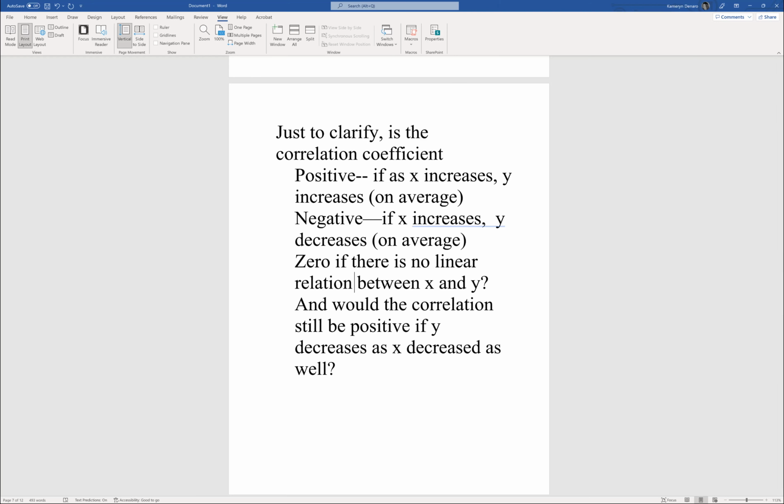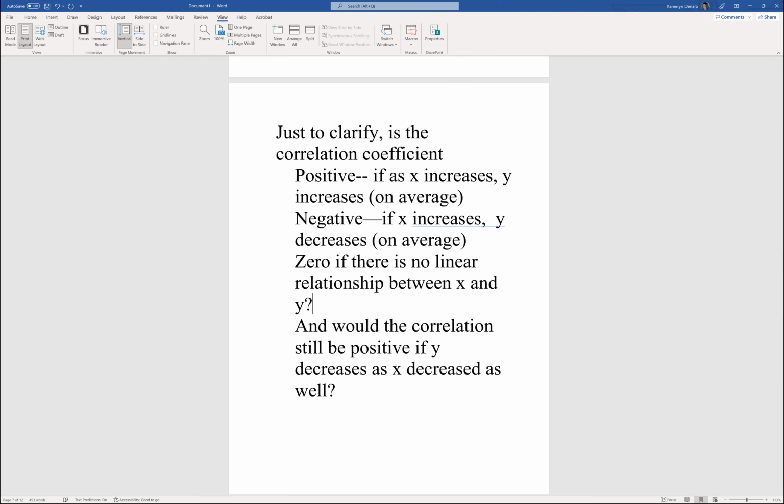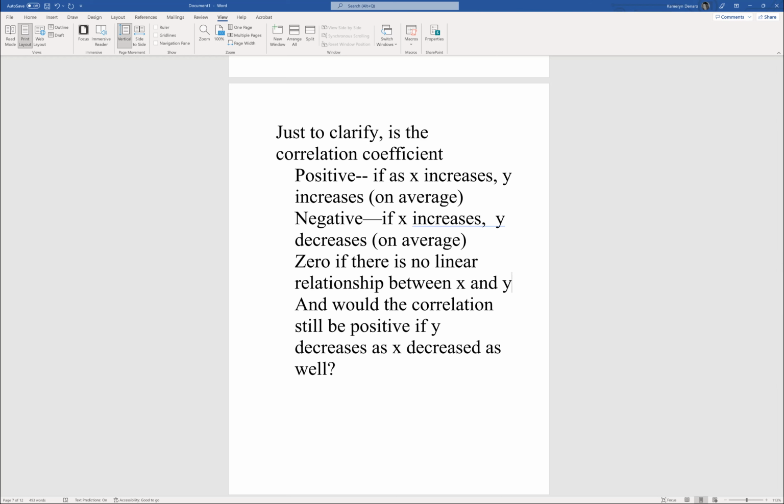Because essentially you can have a relationship between x and y that's just not linear, and the correlation could be 0. So for example, if you saw a parabola between x and y, the correlation would be close to 0 because of that parabola. That doesn't mean there's no relationship. It just means there's no linear relationship. Correlation only measures the strength and direction of a linear relationship, meaning it has to fall on a line.